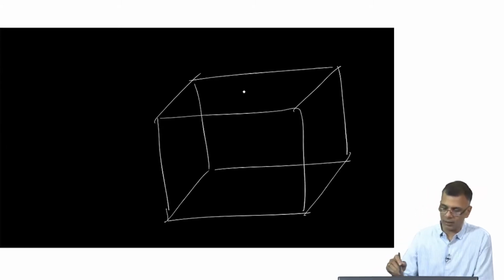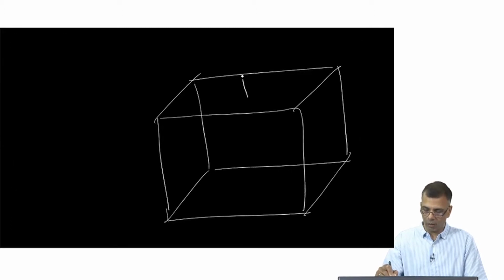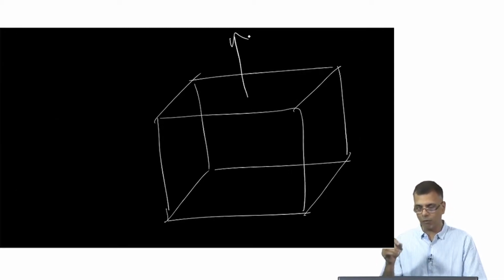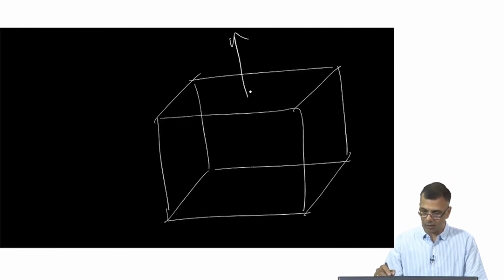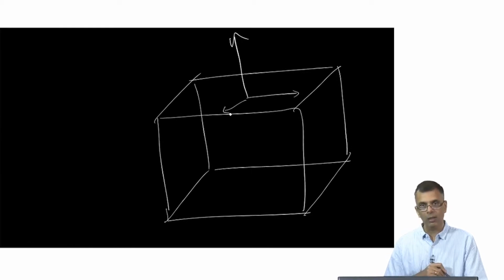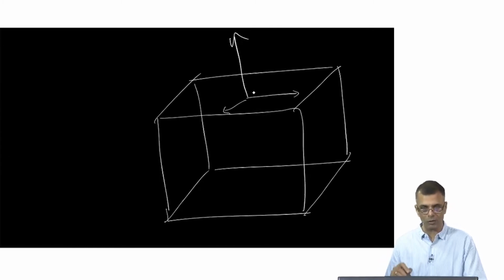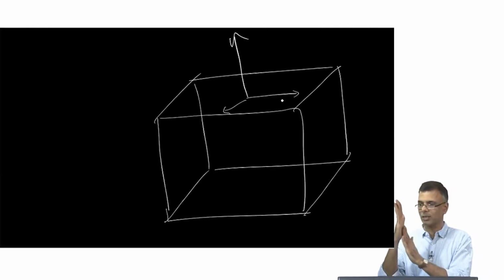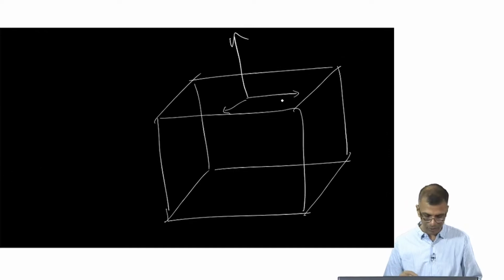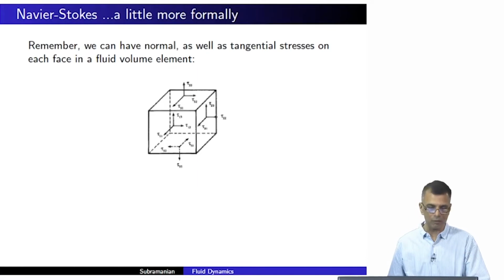So, on a given face, you can have normal stresses. In other words, you can have a force per unit area in this direction as well as along the face, right? These kinds of normal forces would represent pressure, and these kinds of tangential stresses, a normal stress would be like this, and tangential stresses would be like this or like that, as we've said several times before. And this volume is of course an imaginary volume. It's not an actual physical thing.